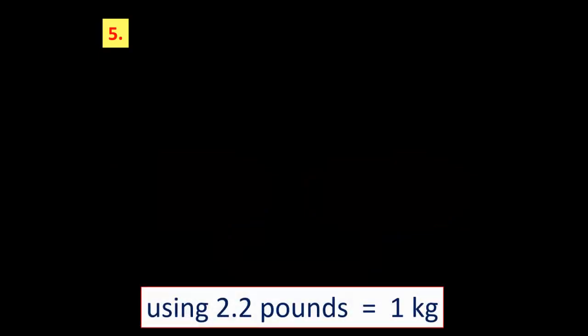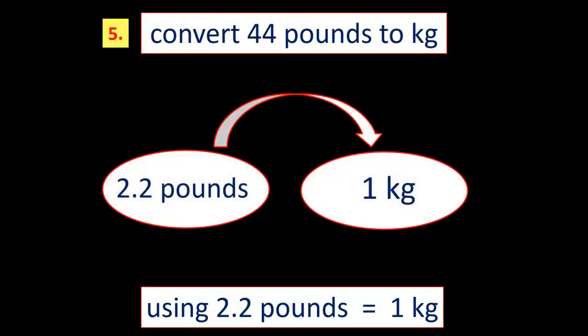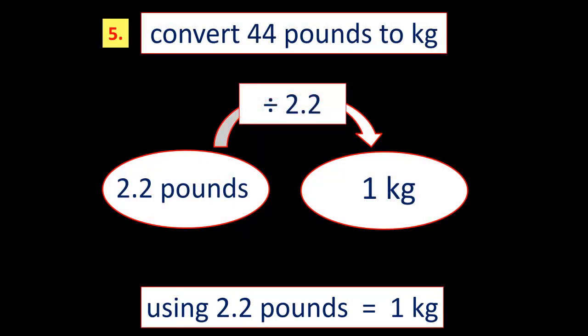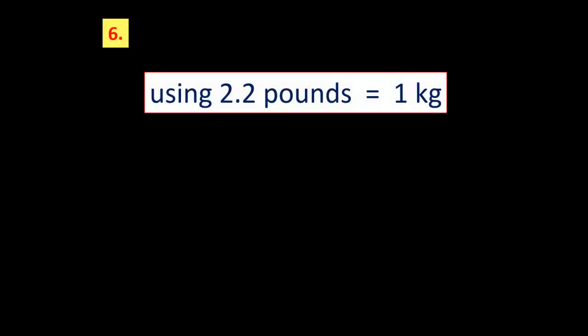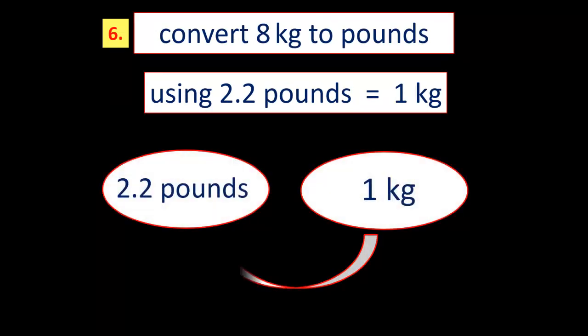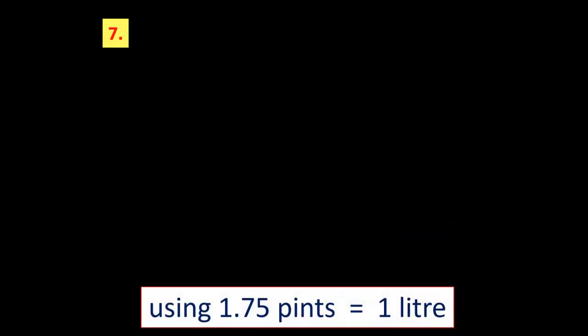Okay, we're halfway there. Using 2.2 pounds to 1 kilogram, 44 pounds, so pounds to kilogram, we're making the number smaller, so we're dividing. So 44 pounds, 20 kilograms. We're going to go kilograms to pounds, so 1 kilogram is 2.2 pounds, so for the same mass, we get more pounds, so we're multiplying. So 8 times 2.2, 17.6.